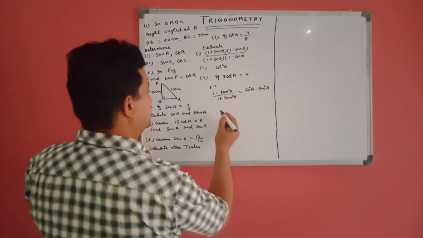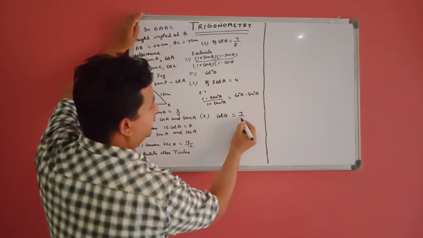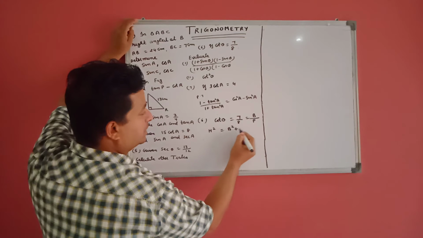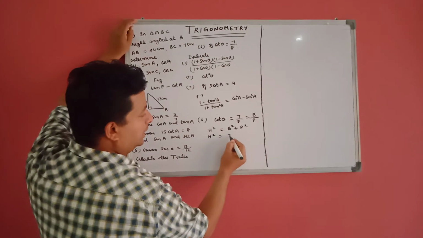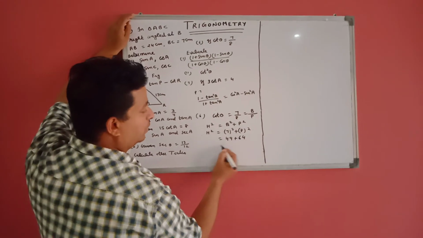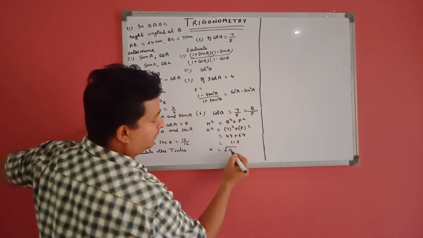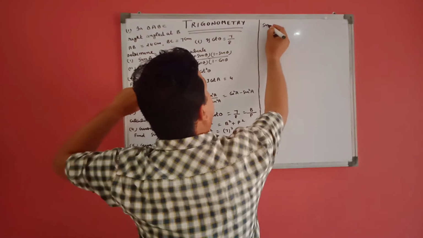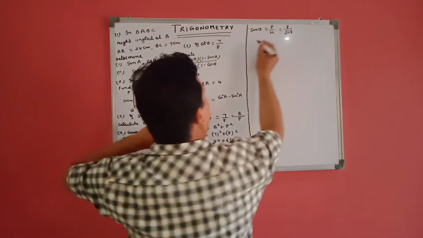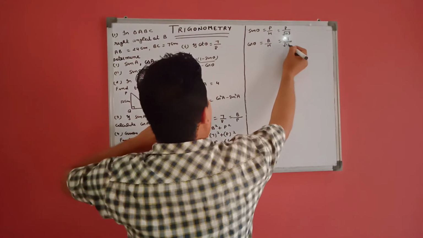In question number 6, we have cot theta. Cot theta is 7 by 8, which is base over perpendicular. According to Pythagoras theorem, h square is equal to b square plus p square. In this, b is 7, so 7 square plus 8 square, that is 49 plus 64. This is 113. H is equal to root 113. In this, we require sin theta, which is p upon h, that is 8 upon root 113. Cos theta, which is base over hypotenuse, 7 upon root 113.